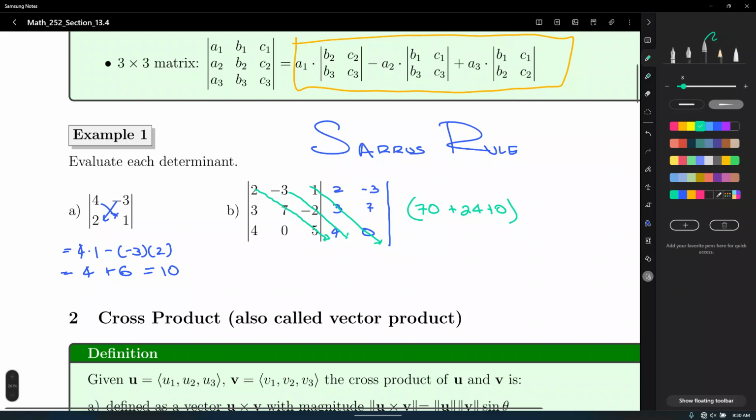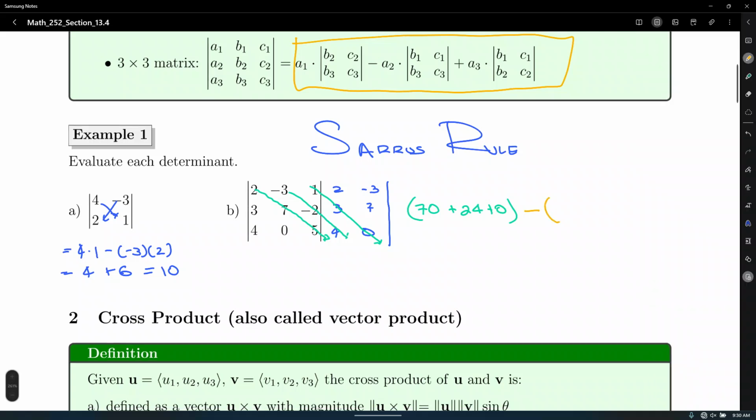I'm going to subtract the products of the elements along the remaining secondary diagonals. That is, minus negative 3 times 3 times 5. So that's 3 times 3, that's 9, times 5. Is that 45? Negative 45. Then 2 times negative 2 times 0. Whoa, that's a 0. That's great. And 1 times 7 times 4, that's 28.